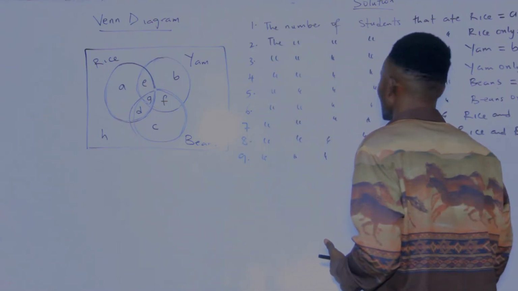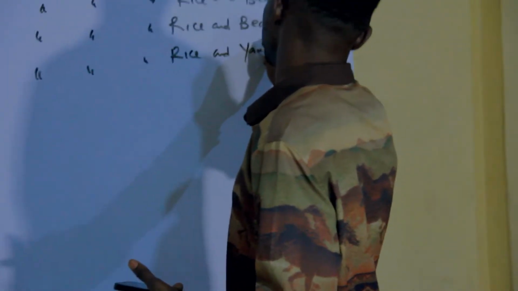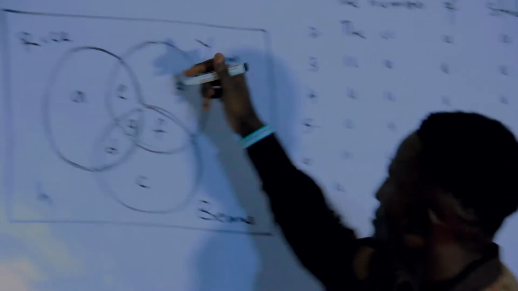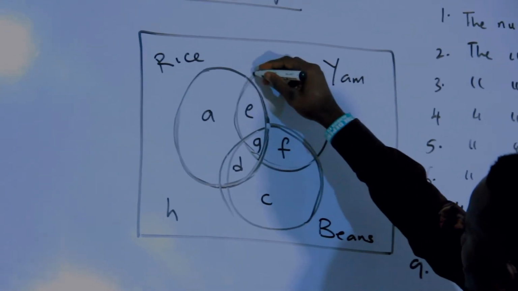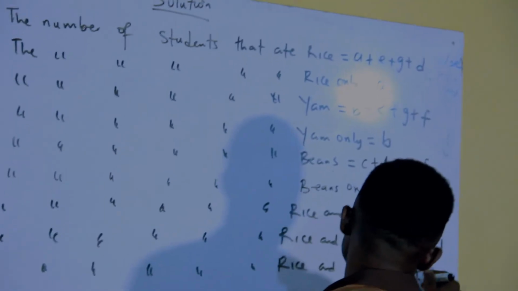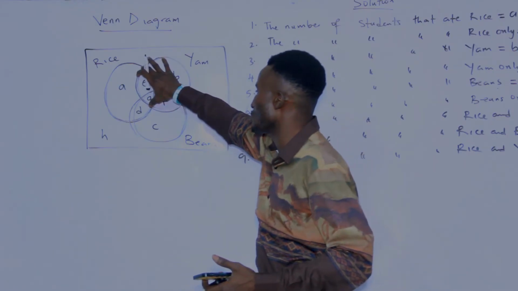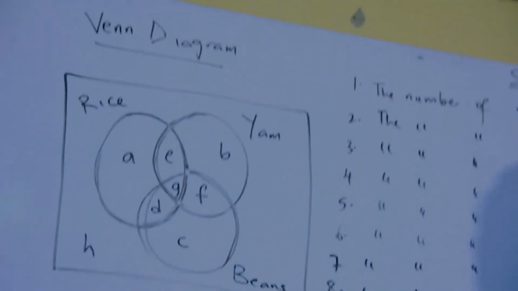The number of students that ate rice and yam. Rice and yam. This is circle of the yam, rice. This is circle of the yam. Where they intersect is E and G. E and G. That's what they have in common. You have to check the circle of rice and yam.